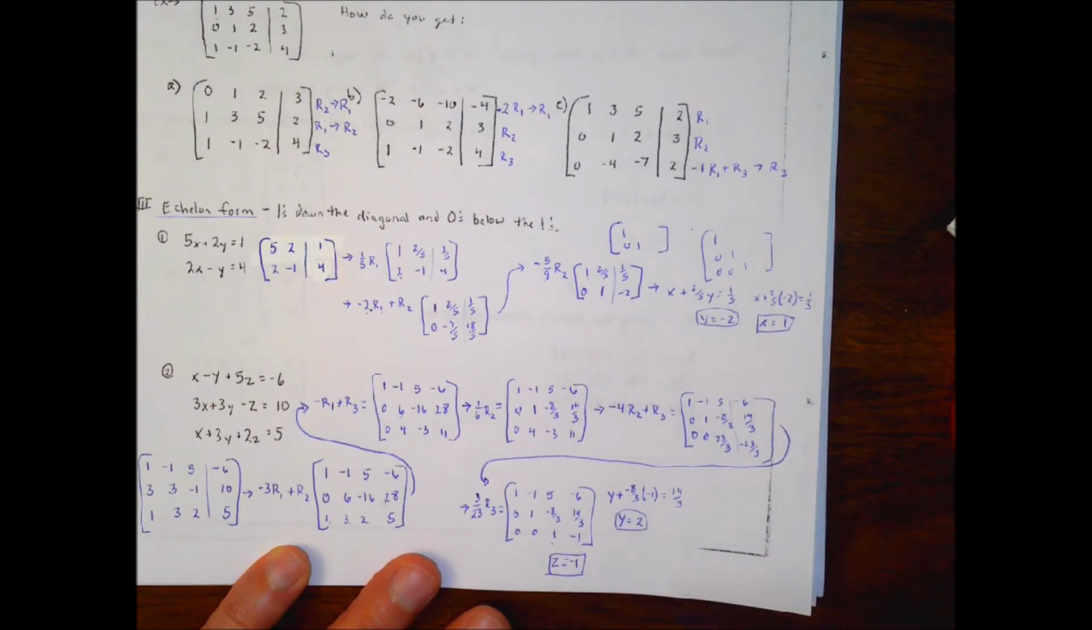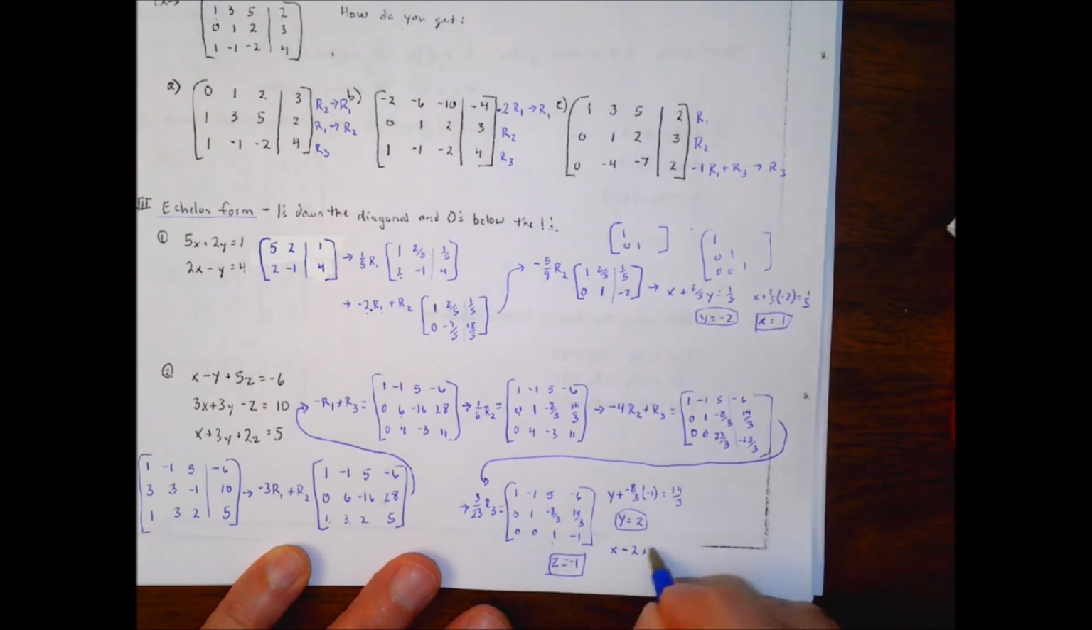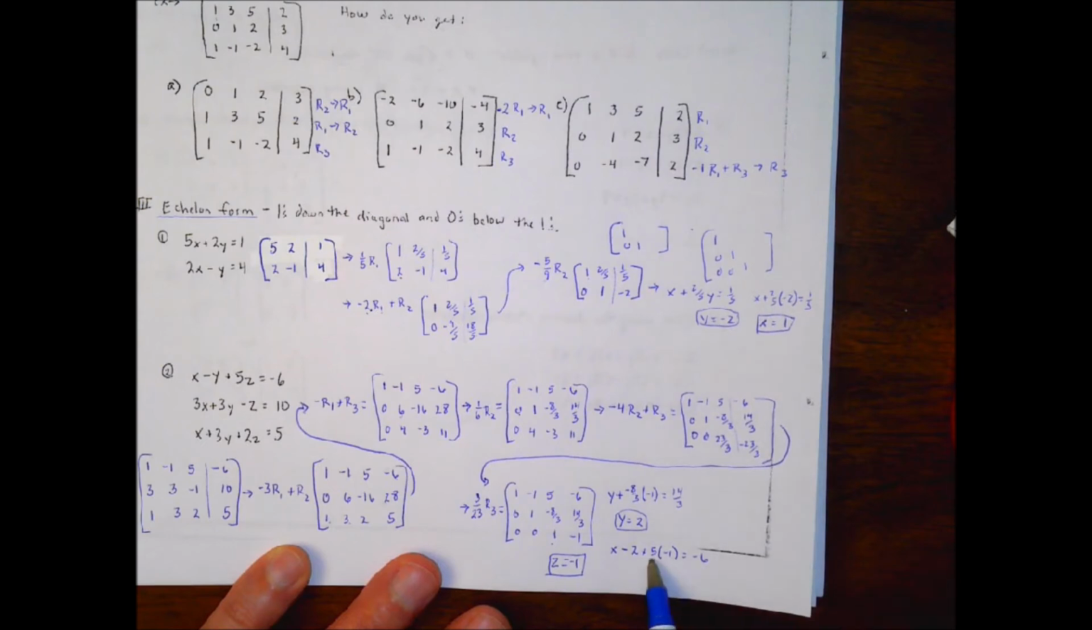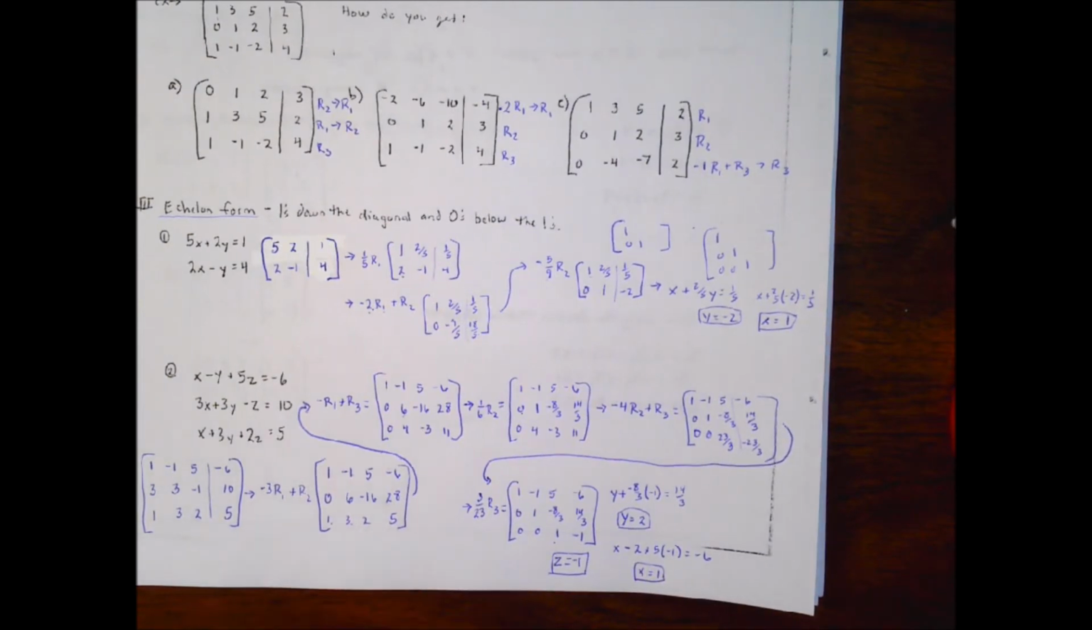If I take the top row, I know that x minus my y plus 5 times the z will equal -6. Okay, -5 and -7, add the 7 over, you get x equals 1. Okay, so that is the echelon form.